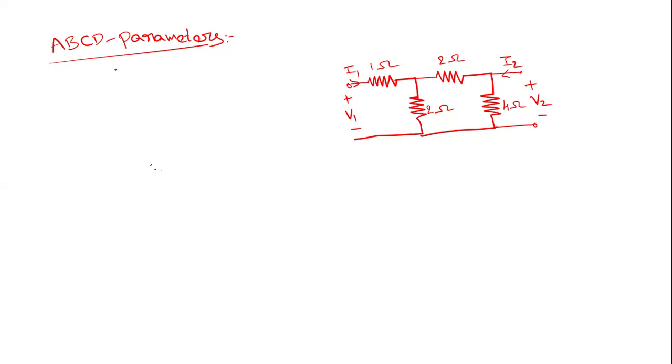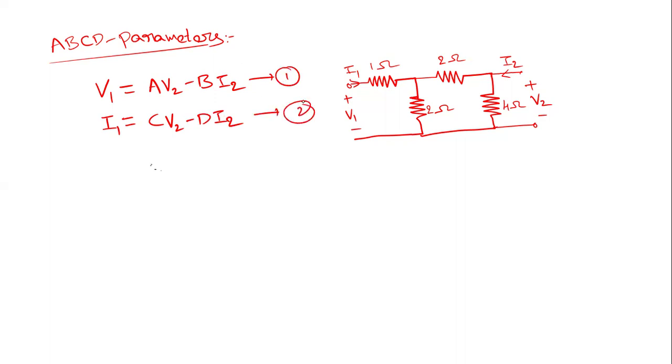Today let us discuss how to find the ABCD parameters for a given two-port network. To find these ABCD parameters, or the transmission parameters, first we need to write the parameter equations. The parameter equations are: V1 and I1 are the dependent variables, given by V1 = AV2 minus BI2, and I1 = CV2 minus DI2. Let us name these equations 1 and 2.